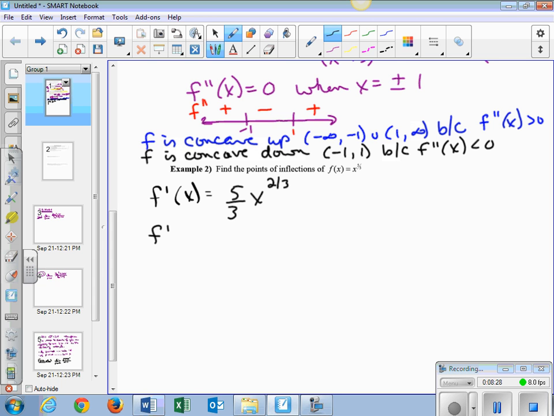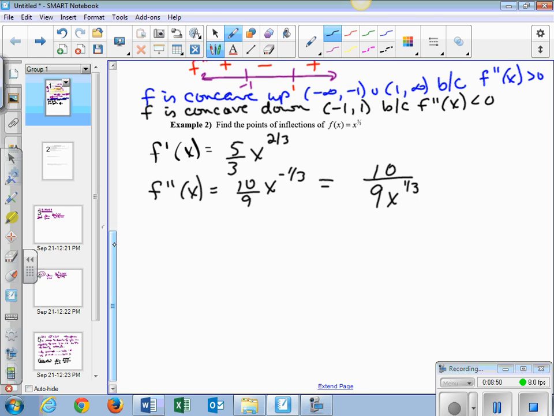Then I'm going to take my second derivative by multiplying my 5/3 times my 2/3 to get my 10/9. X is now to the -1/3. And then I'm going to go ahead and write that as 10 over 9x to the 1/3, just so I can see that that x is really in the denominator. Again, to find a point of inflection, I have to make sure that my second derivative is changing signs, because sometimes it does not. I look at this and I say, okay, what makes my second derivative 0 or undefined? And we all can see that that is 0.